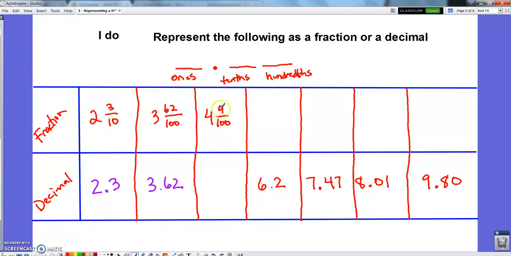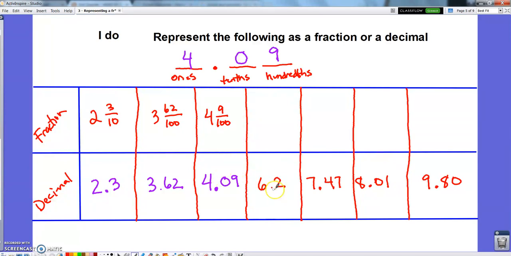Ready? 4 and 9 hundredths. So I've got 4 wholes, and I say 9 hundredths here. So I've got to put my 9 in the hundredths place here, not in the tenths place. I don't have any tenths, I have hundredths. So I have to put a 0 there to say I don't have any. All right, so that is 4 and 9 hundredths.